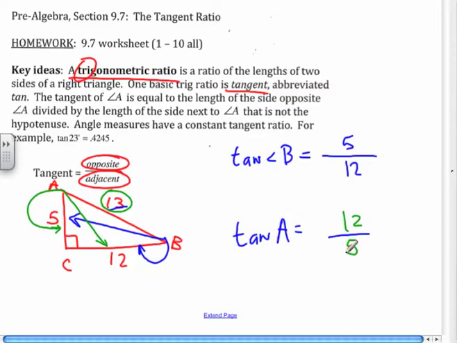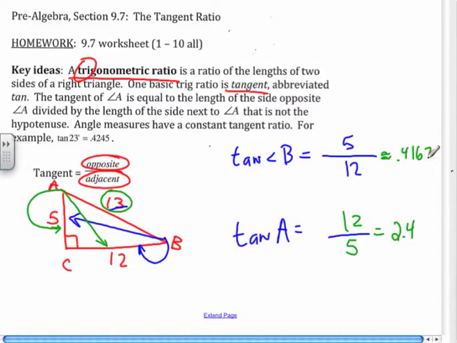That's it. Okay? 5 divided by 12, I don't know what that decimal is, but let's see, get my trusty calculator. This is approximately 0.4167, okay? And that stands for an angle, and we'll talk about that later. The tangent of angle B is equal to 0.4167.